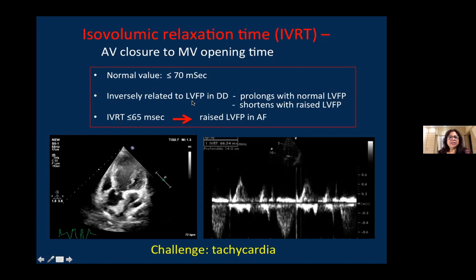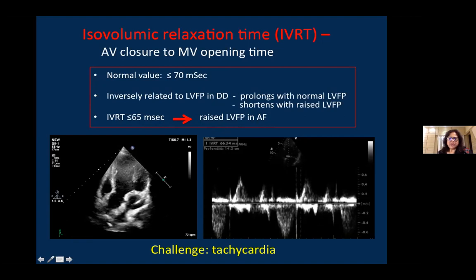So normal or high value of isovolumic relaxation time indicates normal LV filling pressure. On the contrary, if the isovolumic relaxation time is shortened, it indicates the raised LV filling pressure. So if you get a very low value of say 50, then you say the LV filling pressure is high in this patient. It is very helpful in cases of atrial fibrillation, where we can't measure the E/A ratio. We have many problems. So if the IVRT is less than 65 milliseconds in a patient with atrial fibrillation, it indicates raised LV filling pressure.